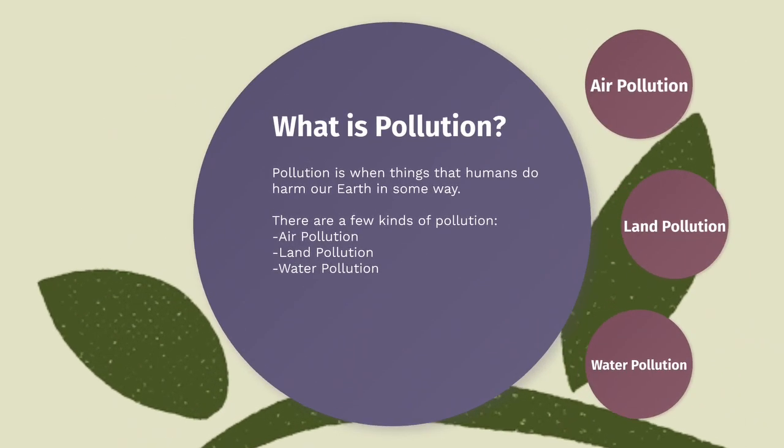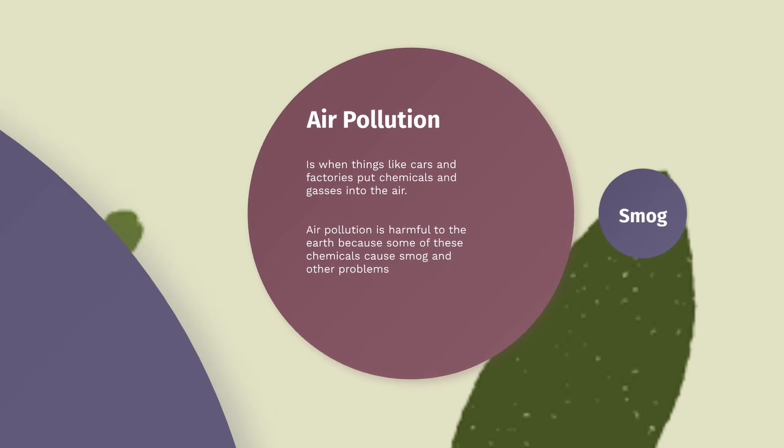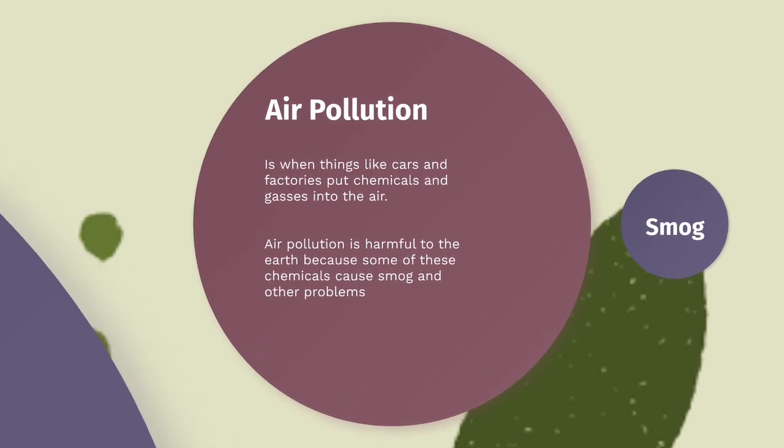What is pollution? Pollution is what happens when we do certain things that harm our Earth. There are three main types of pollution: air pollution, land pollution, and water pollution. We will start with air pollution.